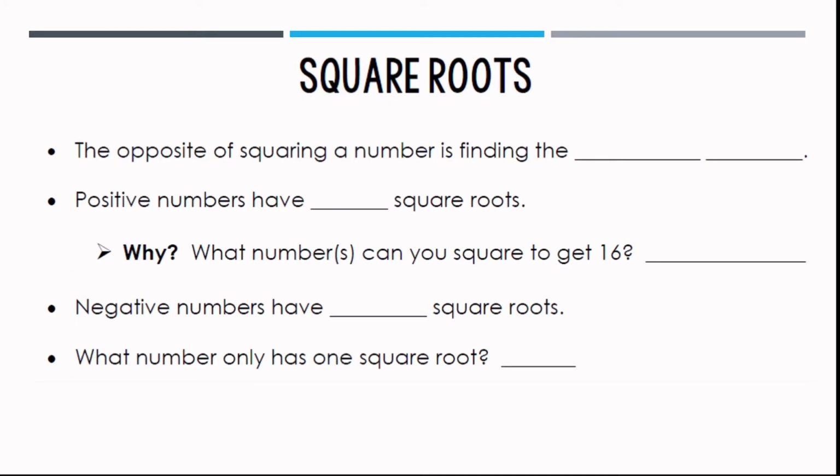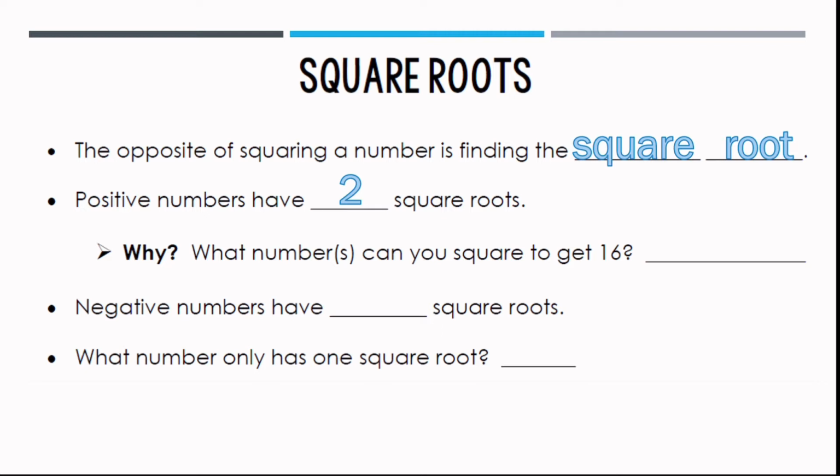So those were your perfect squares. But the opposite of squaring a number is finding the square root. You're going to be asked to find the square root of numbers without a calculator, which is why you need to know the perfect squares. Positive numbers have 2 square roots, so it could either be one or the other. We don't know sometimes. So why is that?